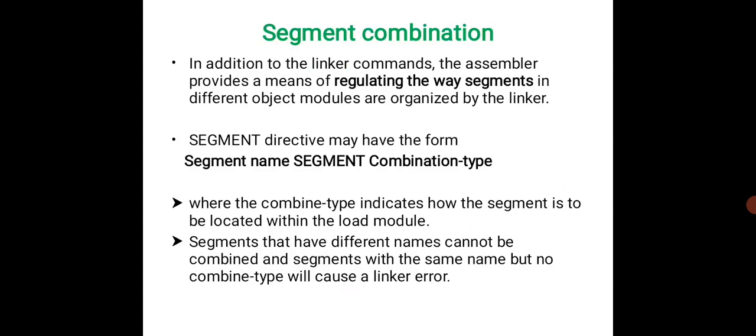Segments that have different names cannot be combined, and segments with the same name but no combine type will cause a linker error. So here, segments that have different names, you cannot combine. Similarly, if they have the same name but no combine type, there will be a linker error. So obviously there should be a segment name along with a combination type.